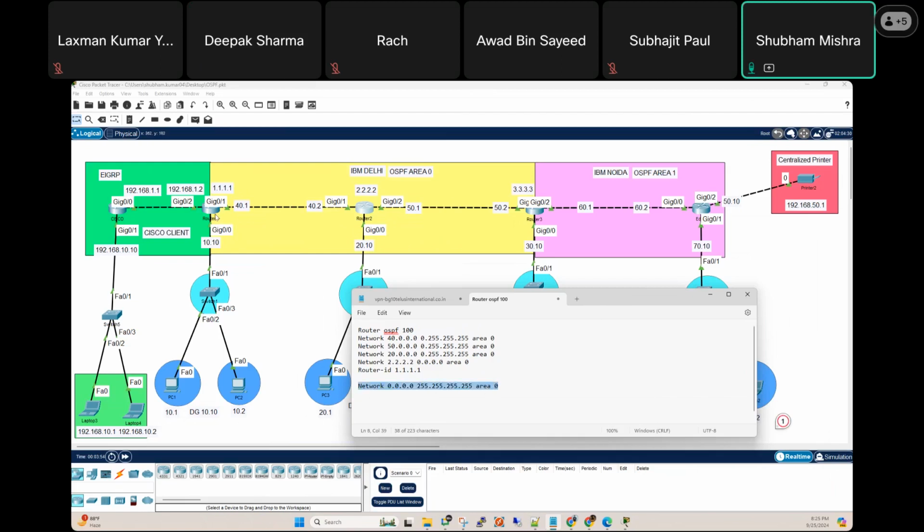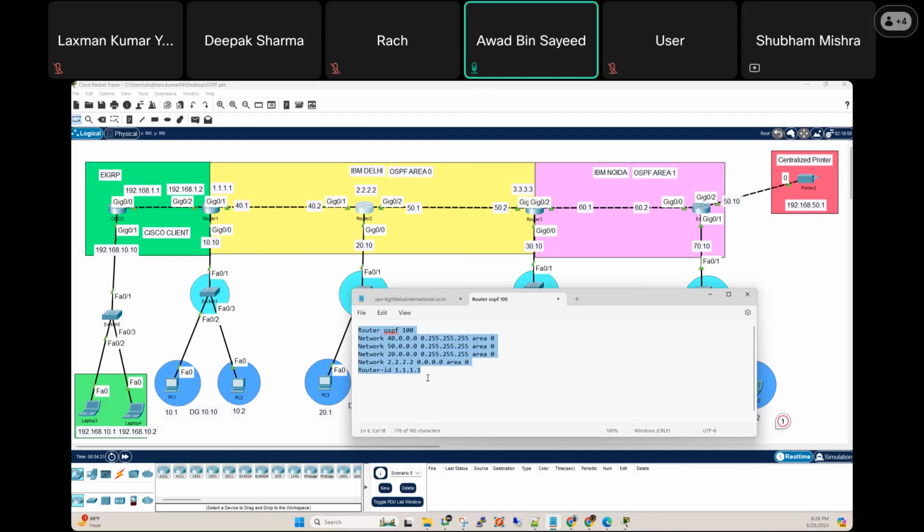But here we can't write this command. Why? Because some of the interfaces are in a different routing protocol. Here we can't write this command, and here also we can't, because this will be part of area 0 and this will be part of area 1. So here we can't run it, but on this router we can. Getting my point, everyone? But don't make this a habit. In a real environment we are not doing it like this.